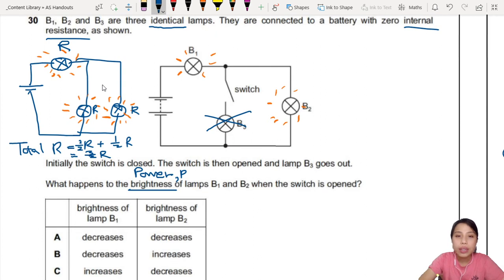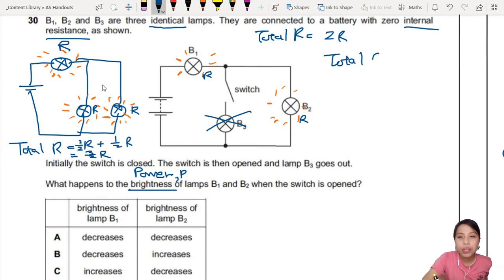Once you open the switch, it becomes a series circuit, just R and R. So now the total resistance of the circuit is 2R. It's bigger already. Because now there are only two bulbs in series, the total circuit resistance increases. The arrow up means increases. So how can we find the power? Not yet, we need more information.